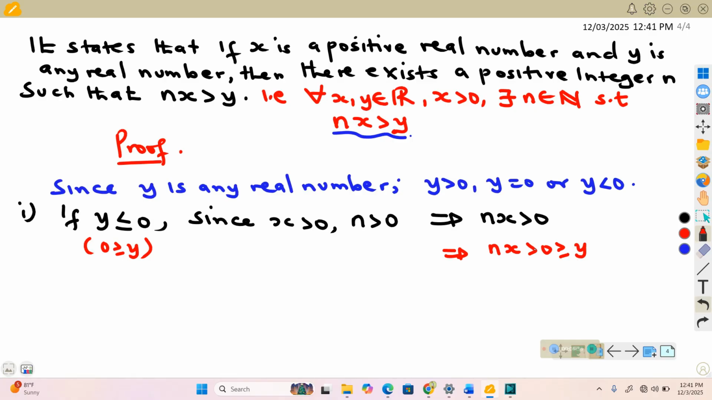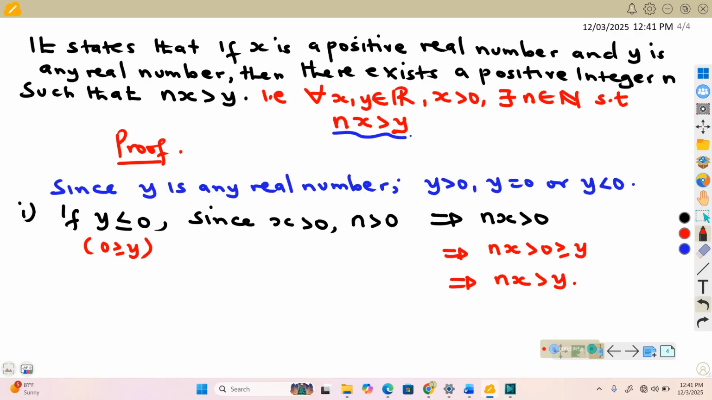So if nx is greater than 0 and 0 is greater than or equal to y, what should happen? Can we say that nx is therefore greater than y? This therefore implies that nx is automatically greater than y, because we are saying nx is greater than 0 and 0 is greater than or equal to y, meaning that the only possibility is that nx is greater than y.